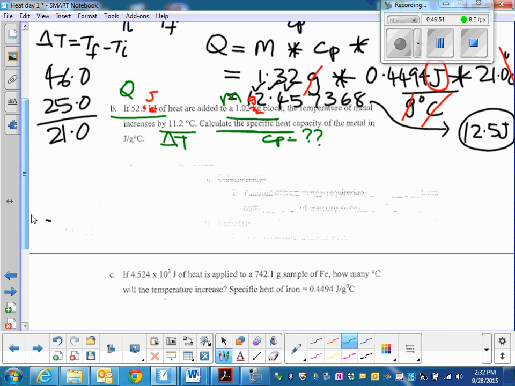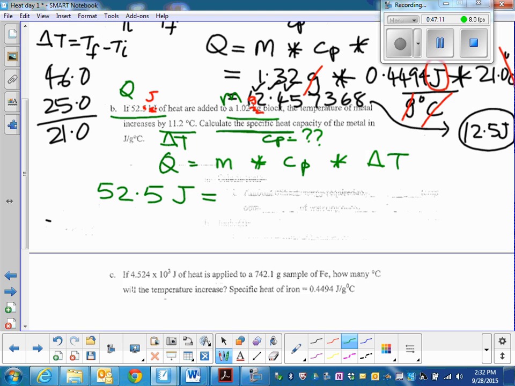Okay. So now I'm going to substitute in my equation Q equals M times Cp times delta T. Is that right? What value will I substitute for Q? 52.5 joules. Is that right? What is my M? 1.02 grams. I don't know my Cp. Am I solving for Cp? Can I call my Cp just X? Right now I'm going to call my Cp my variable X, like math. Alright? Times, what is my delta T value? 11.2 degrees Celsius. Okay? Now what do I do with these two numbers? Multiply them. So what do I get when I multiply those two numbers?